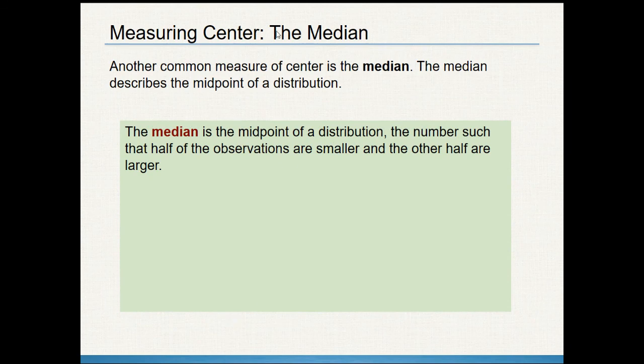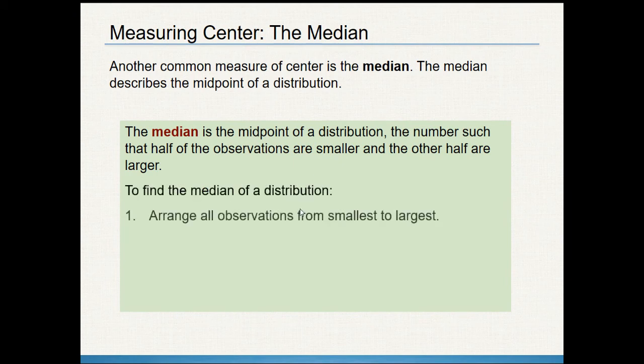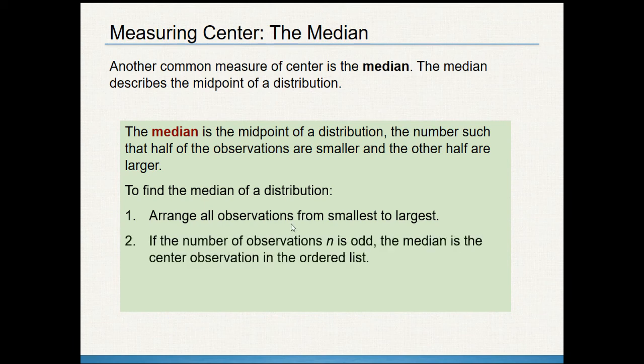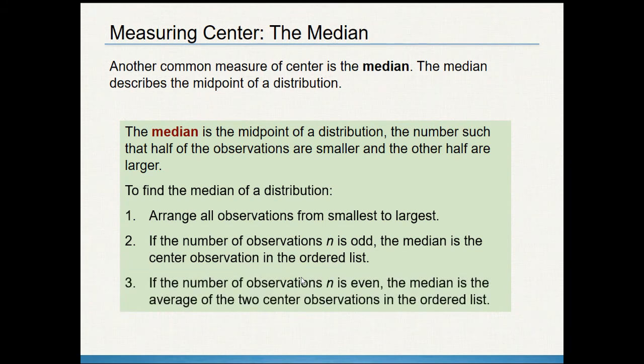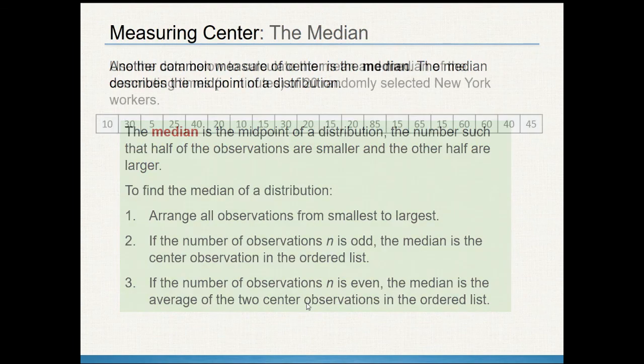Another common measure of center is the median. The median describes the midpoint of a distribution. The median is the midpoint of a distribution, the number such that half of the observations are smaller and the other half are larger. To find the median of a distribution, we arrange them from smallest to largest, and if the number of observations is odd, the median is the center observation in the ordered list. And if the number of observations is even, then the median is the average of the two center observations in the ordered list.